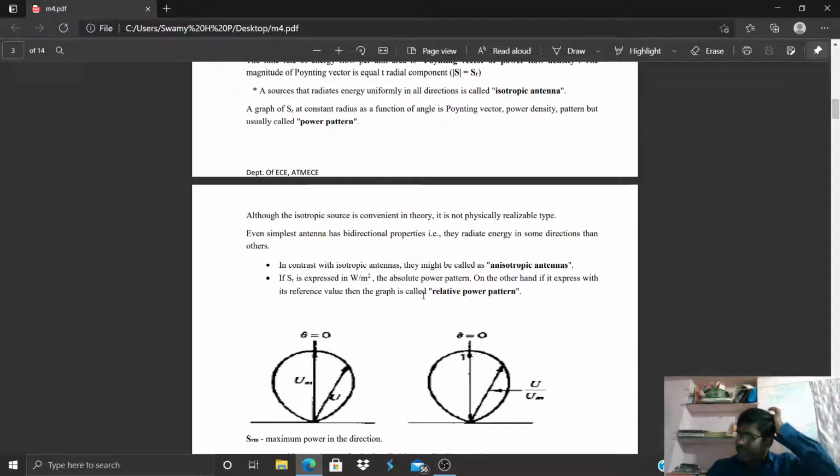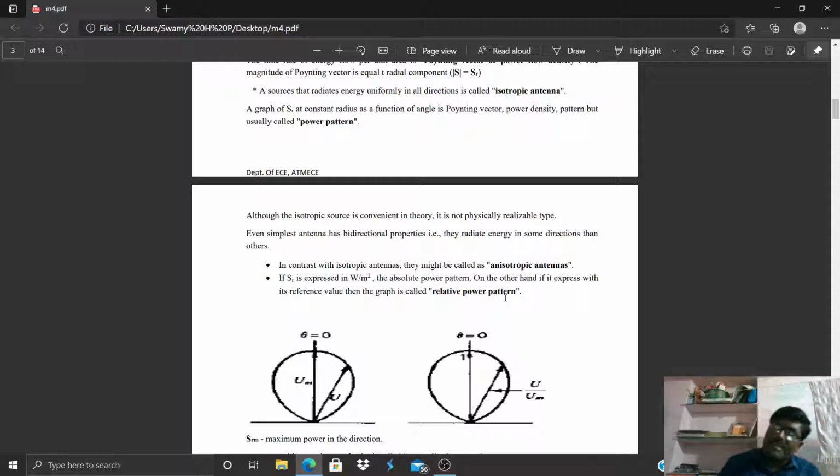If your Poynting vector or power density is measured in terms of the radial component, in watts per meter square, that measurement is called the absolute power pattern. On the other hand, if it is expressed with its reference value, then the graph is called the relative power pattern. If your power density or Poynting vector is measured directly in watts per meter square, then that is called the absolute power pattern.